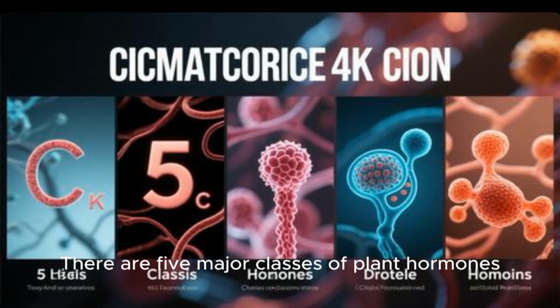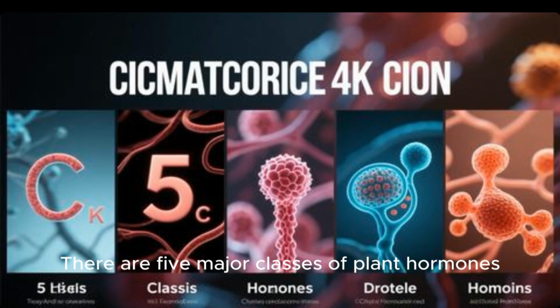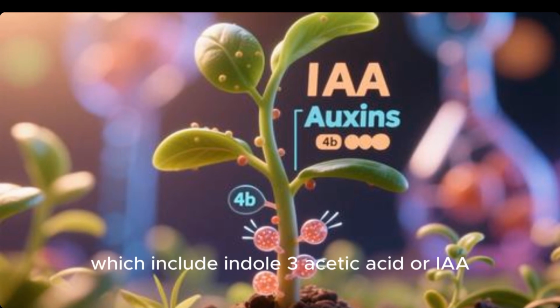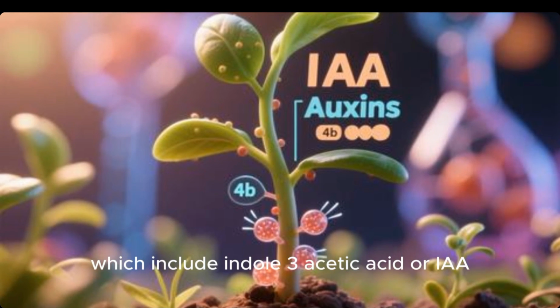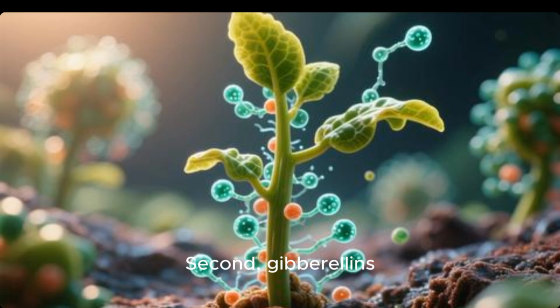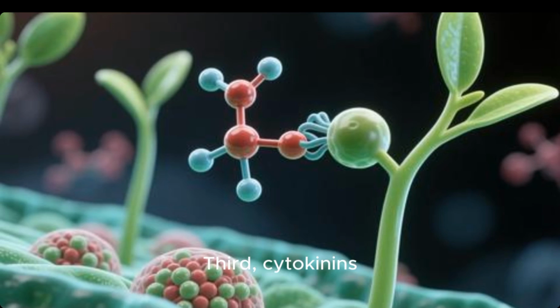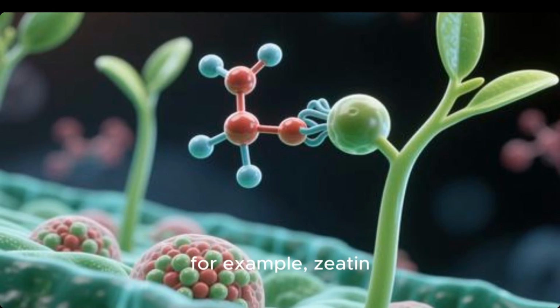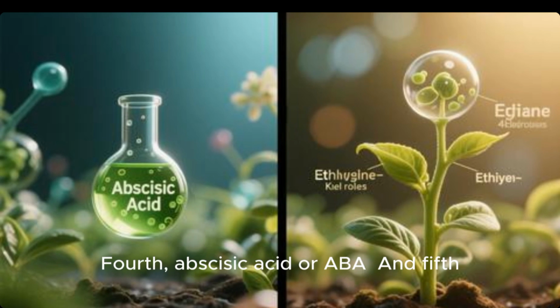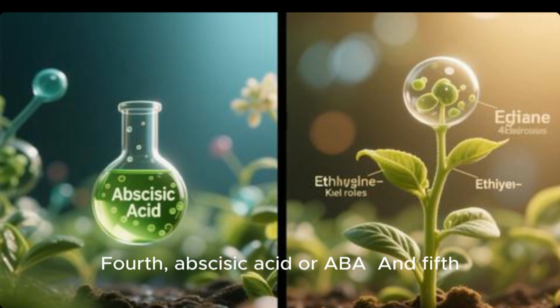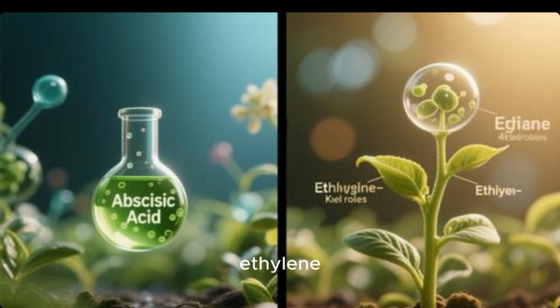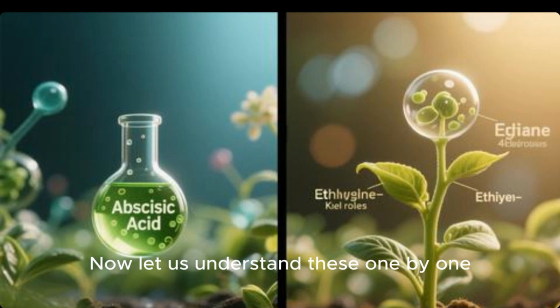There are 5 major classes of plant hormones. First, auxins, which include indole 3-acetic acid or IAA. Second, gibberellins, for example, GA3. Third, cytokinins, for example, zeatin. Fourth, abscisic acid or ABA, and fifth, ethylene. Now let us understand these one by one.